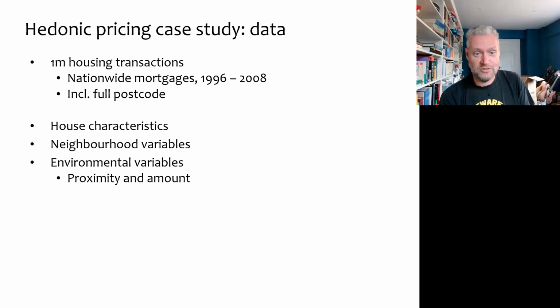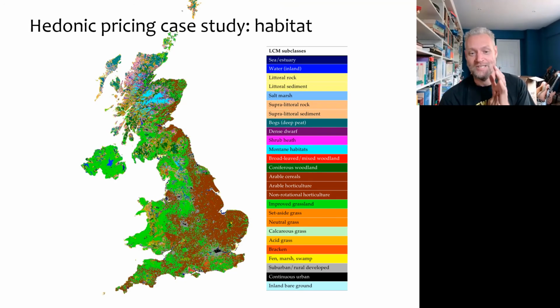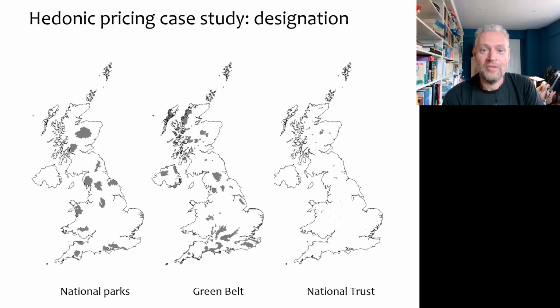You have characteristics of the house, characteristics of the neighborhood, and characteristics of the environment. And this is the sort of stuff that they put in. This is a map of the United Kingdom, and this tells you what is what. So green is grass, and brown are cereals, agricultural land, blue is water, and so on and so forth. And you get an idea of what is where. Also, where are the national parks? South Downs National Park is here. This is the University of Sussex.